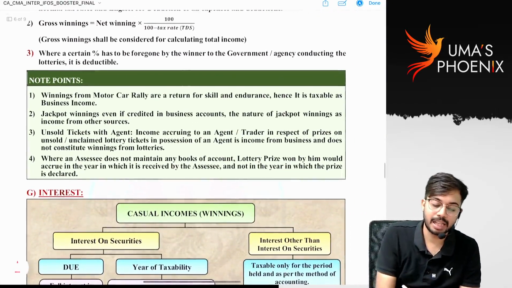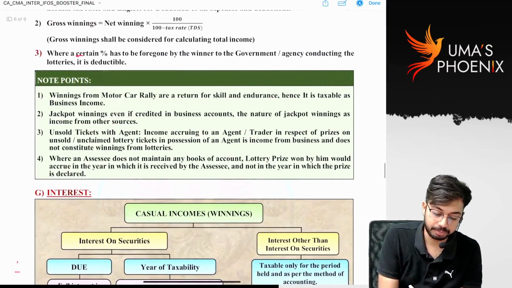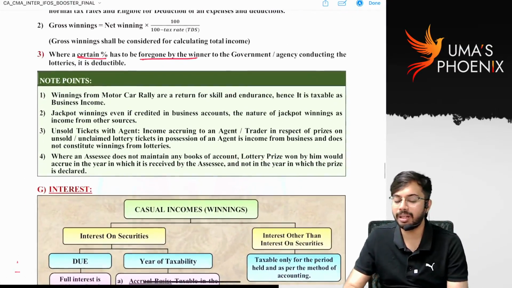Next, where a certain percentage has to be foregone by the winner to government.